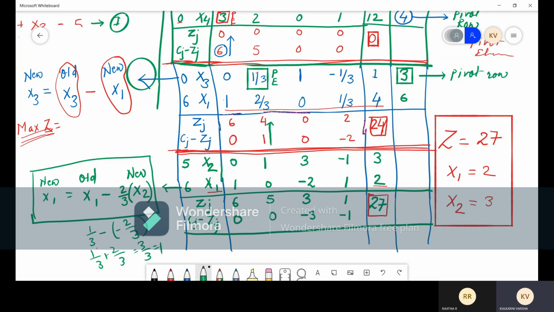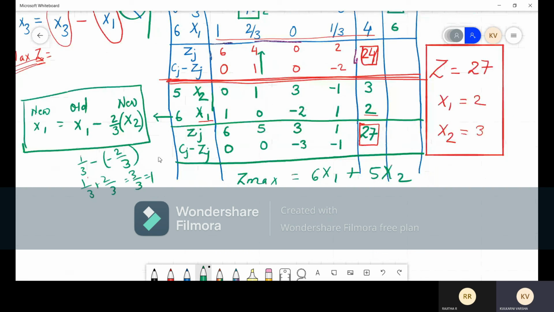Then we can cross check this. See, our Z max is 6x1 plus 5x2. This is our objective function, right? So now in this objective function, if you put these values, x1 is equal to 2. So 6 into 2, how much will it be? 12. Put the value of x2. What is x2? 3. So 5 into 3, 15. 12 plus 15, 27. So z max is equal to 27. We got z is equal to 27.